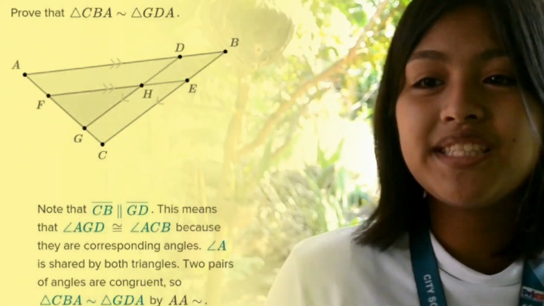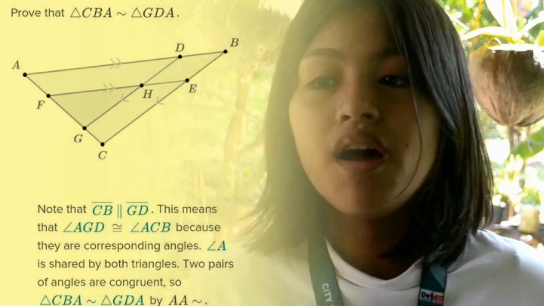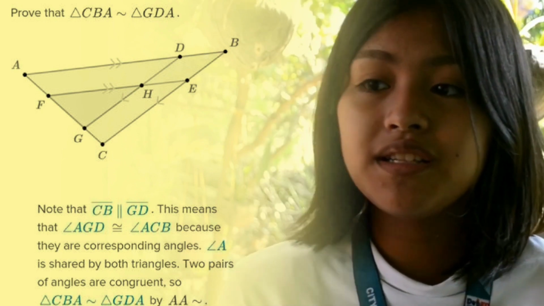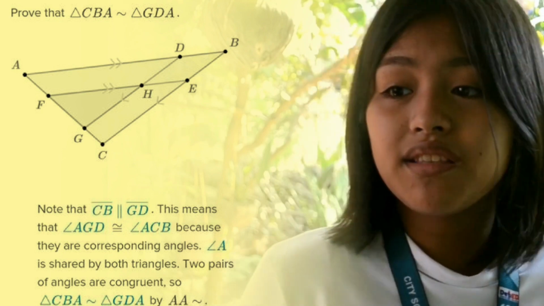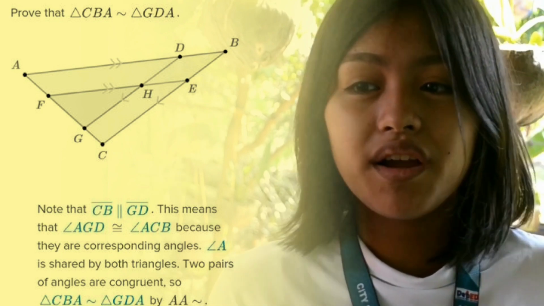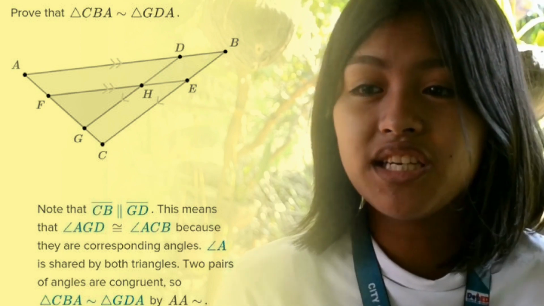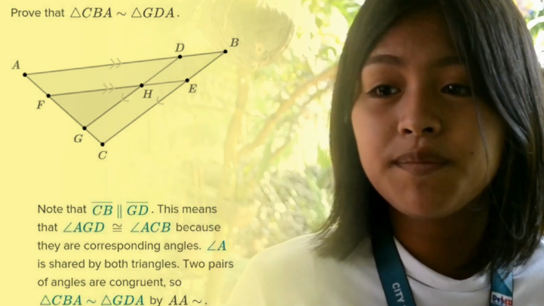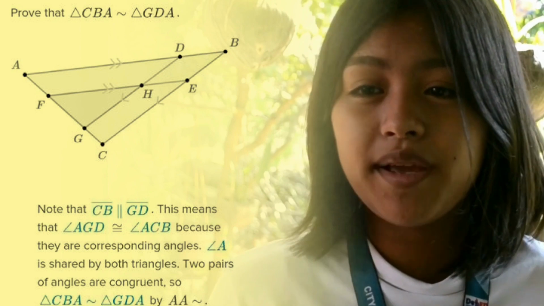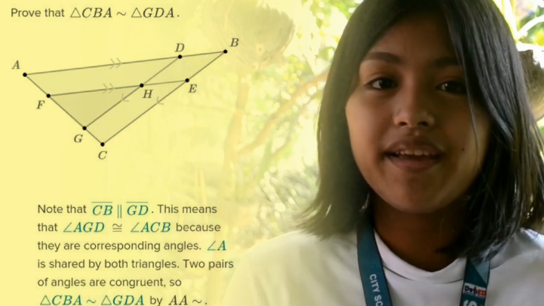Prove that triangle ACB is similar to triangle AGD. Note that line CB is parallel to line GD. This means that angle AGD is congruent to angle ACB because they are corresponding angles. Angle A is shared by both triangles. Two pairs of angles are congruent, so triangle ACB is similar to triangle AGD by AA.